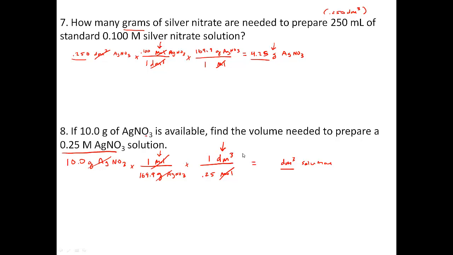So to solve this, you take 10 grams, divide by 169.9 grams, and then divide again by 0.25, and we find that we need 0.235 decimeters cubed of solution.